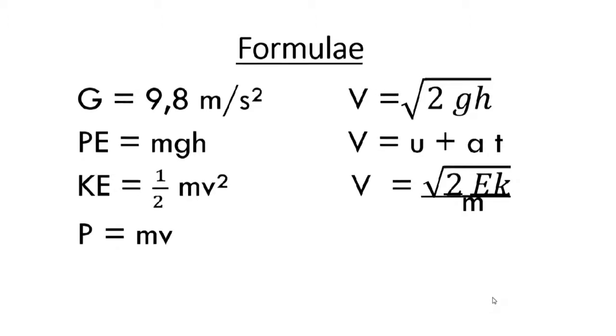Then another formula that we can use: we are now making V the subject of the formula, which is the velocity. For us to calculate the velocity in this module of energy and momentum, we are going to make V the subject of the formula, which is: the final velocity is equal to the square root of 2 EK, where EK is kinetic energy, over mass.